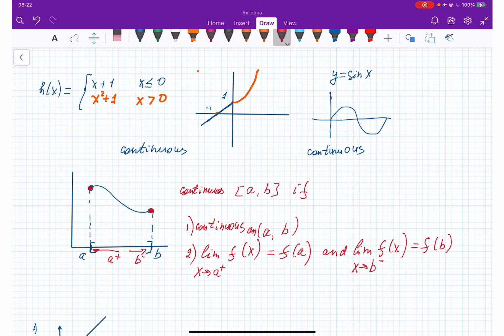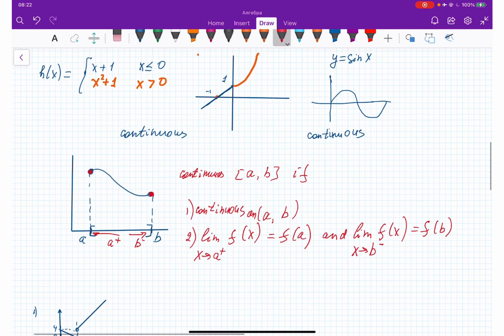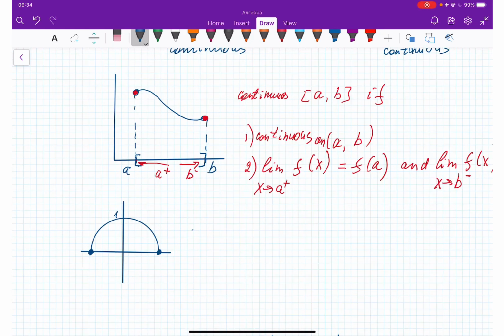Let's use a couple of examples on continuity on the closed intervals. So here is example on continuity on a closed interval. f of x is equal square root of 1 minus x squared. Here we have half of a circle. So we have radius 1, because x squared will be equal 1, and so on. So the radius is going to be 1 here. And it's going to be identified on closed interval from negative 1 to positive 1.